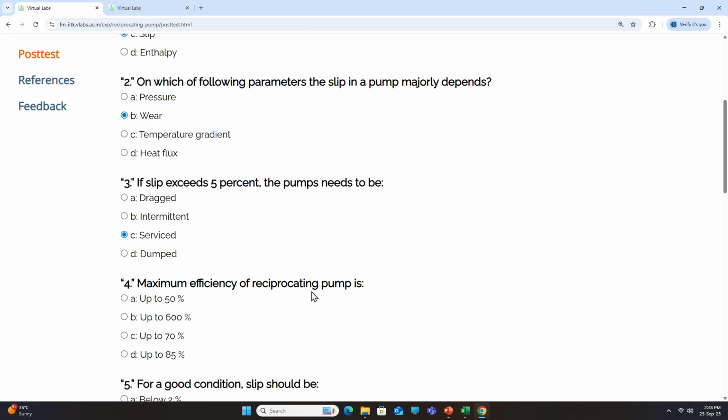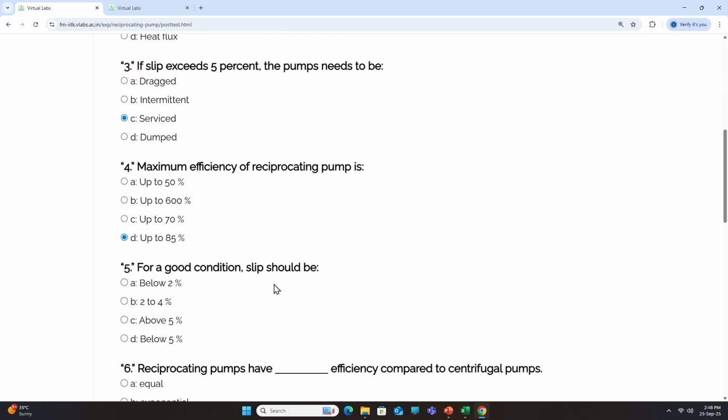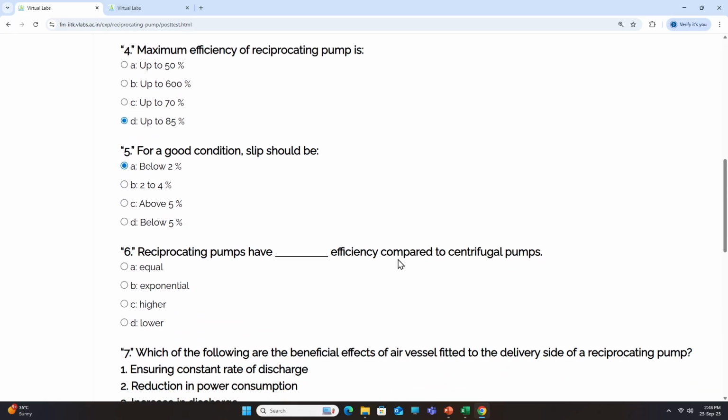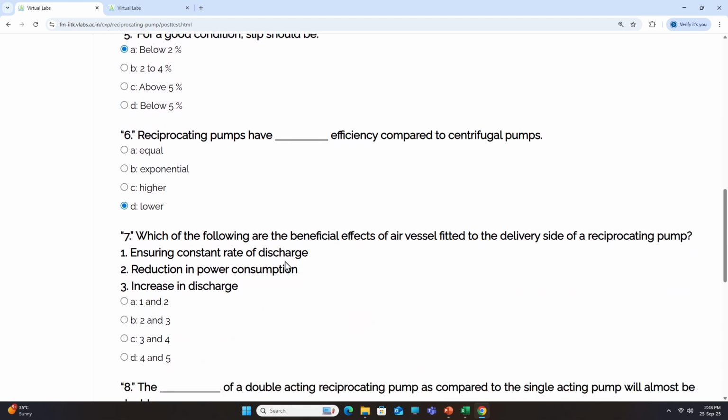Maximum efficiency of a reciprocating pump goes up to 85%. For a good condition, slip should be below 2%. Reciprocating pumps have lower efficiency when we compare them to centrifugal pumps. Which of the following are the beneficial effects of an air vessel fitted to the delivery side of a reciprocating pump? Ensuring constant rate of discharge and reduction in power consumption are correct. Increase in discharge does not hold good.